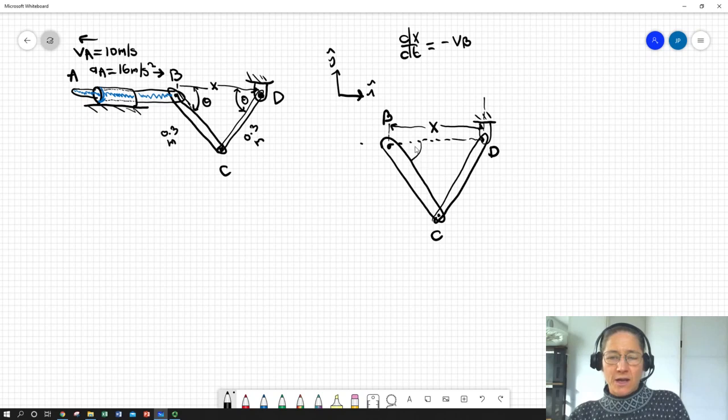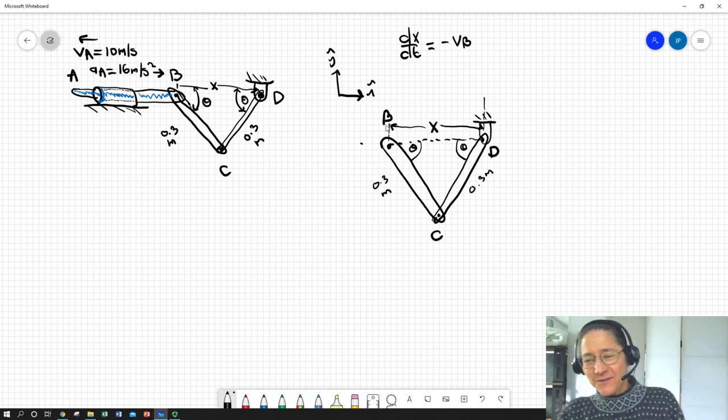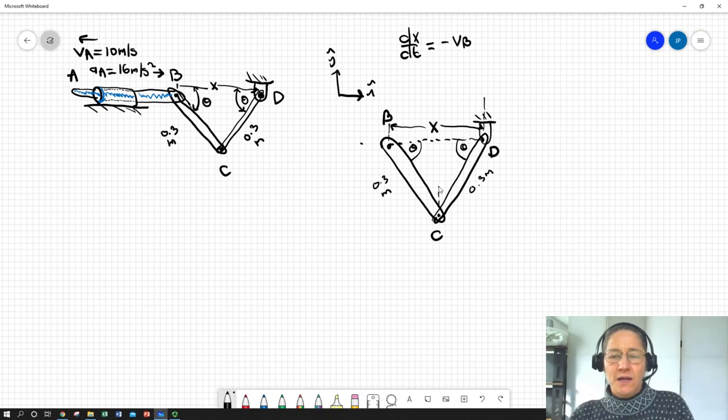Furthermore, we could take a look at theta, which is also theta over here, because these two angles are the same, since we have an isosceles triangle. That's why those two angles are fixed and have to be the same. So we can use some trig, and we can relate the time rate of change of those two angles to the time rate of change of x.